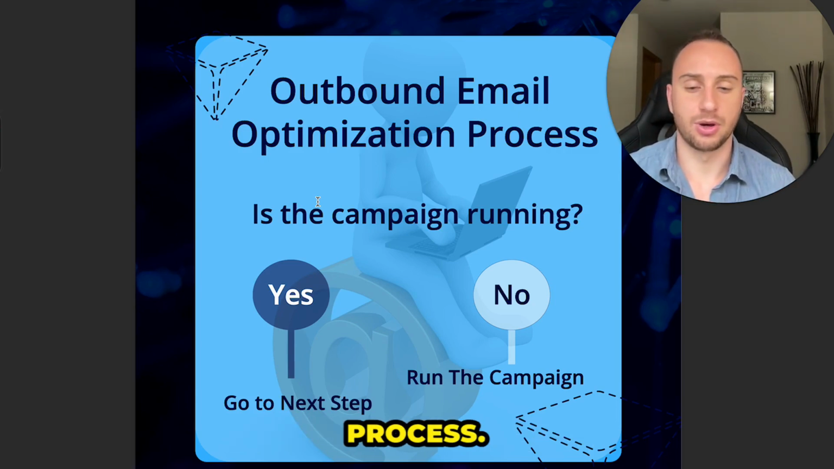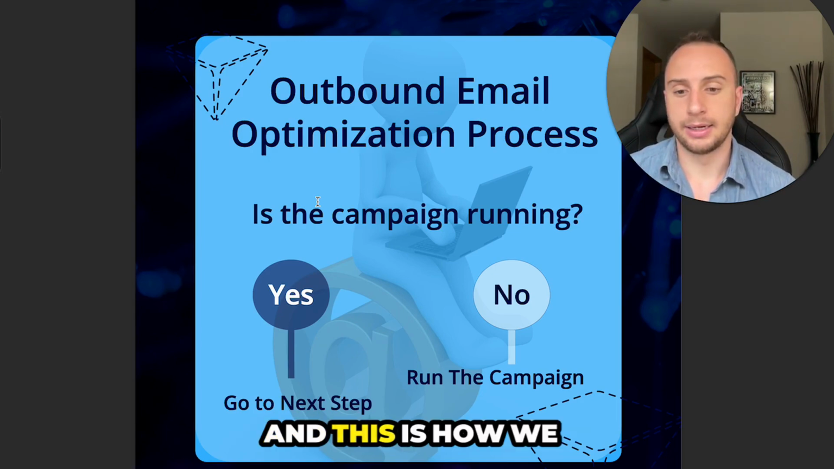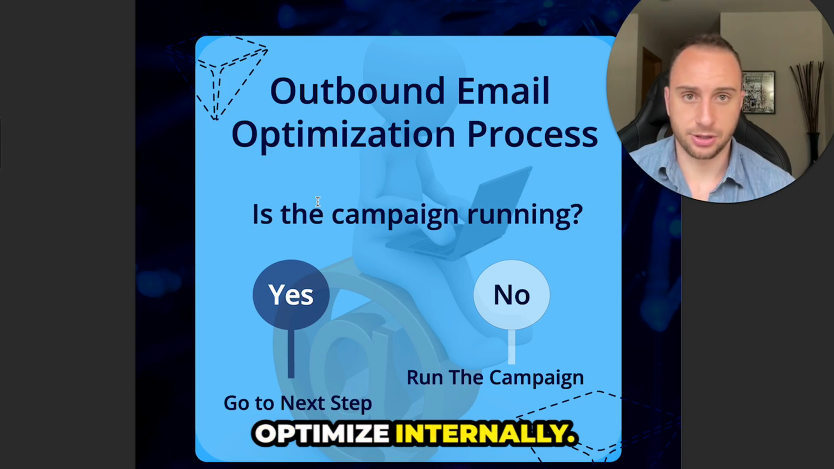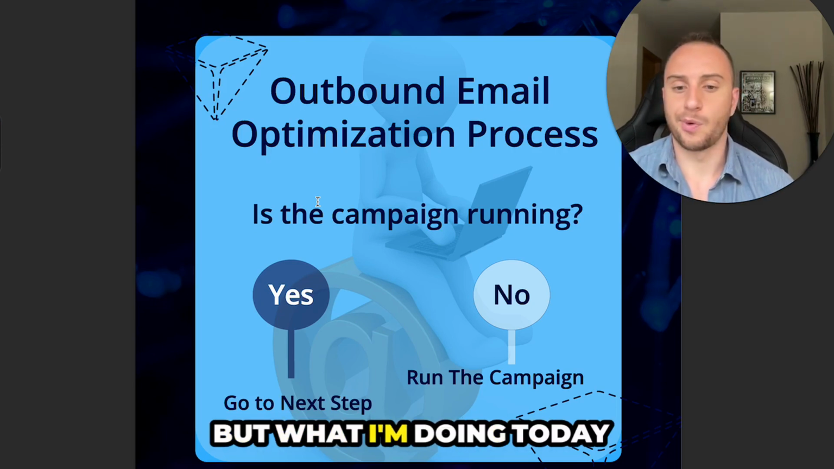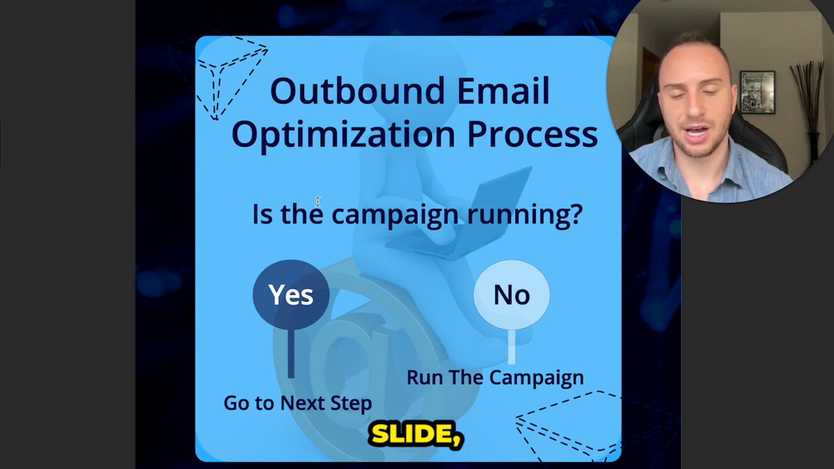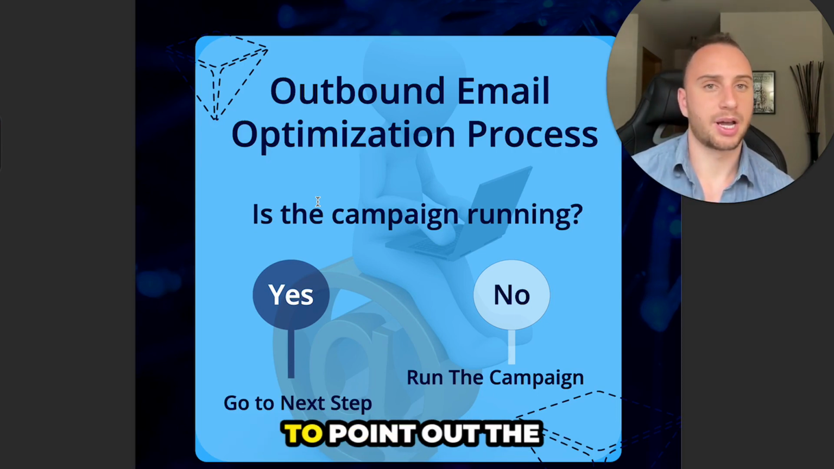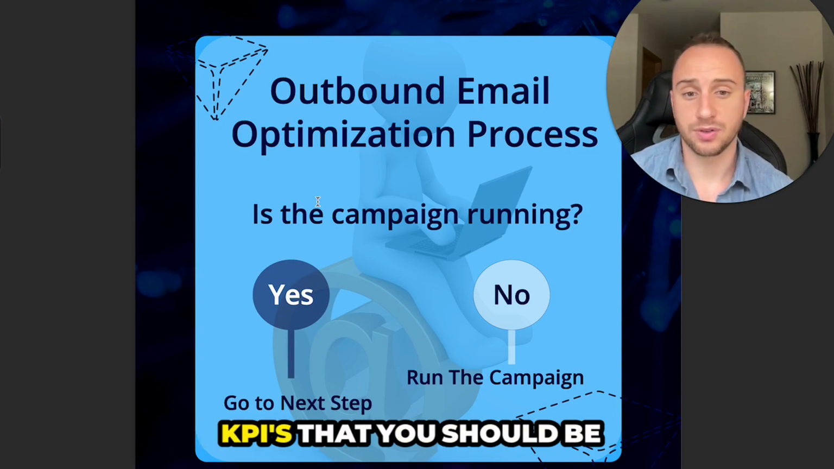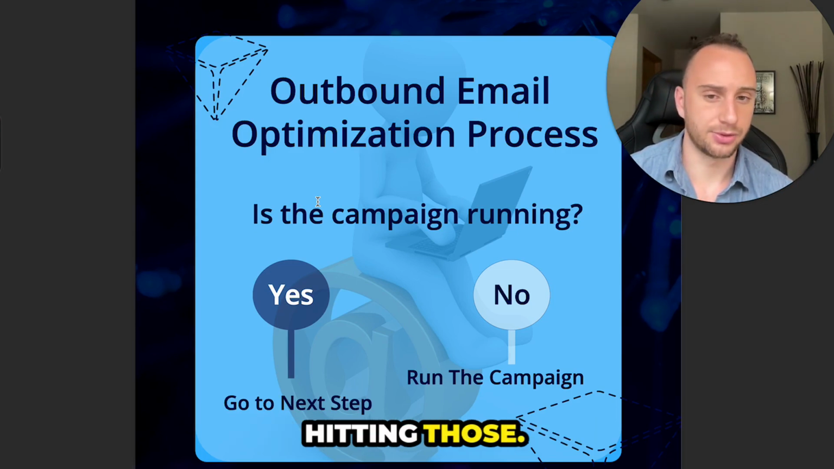We call it the red zone process. We've been doing this for a couple of years now, and this is how we optimize our clients' campaigns internally. What I'm doing today is simplifying that SOP, making it into a slide, and making this video. I'm going to walk through not only the different benchmarks for KPIs that you should be hitting, but also the solutions if you're not hitting those.